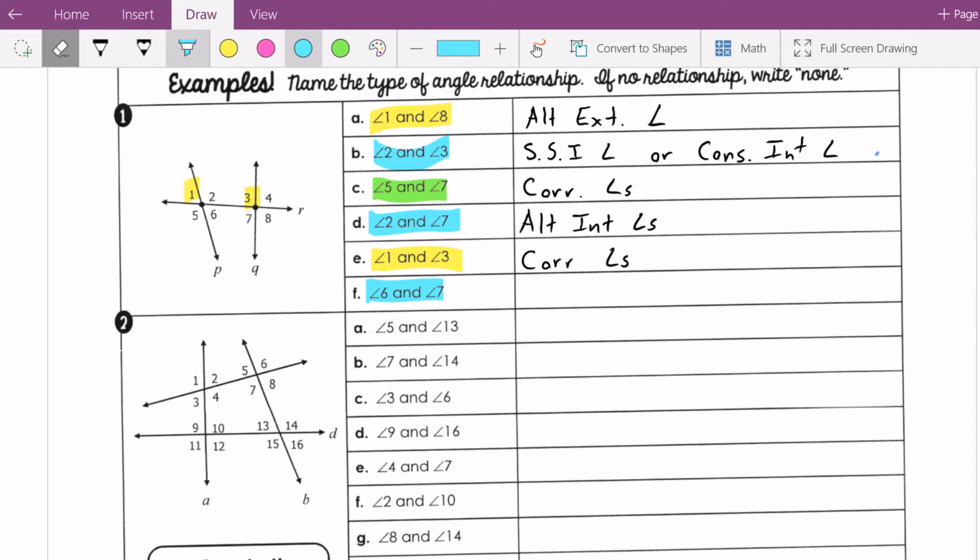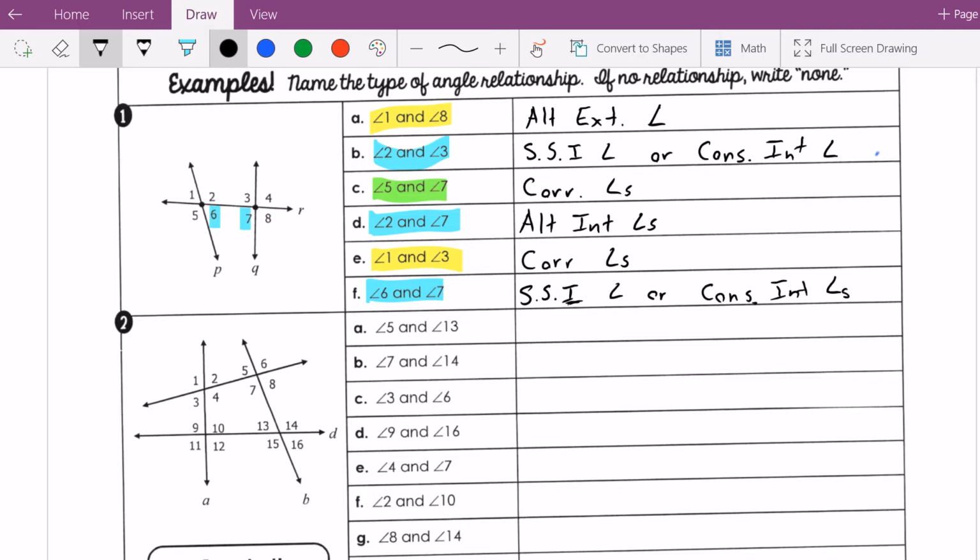Last one on example 1 is 6 and 7. So with 6 and 7, we got 6 here, 7 here. They are both on the inside. They are both on the same side of the transversal, meaning they're on the bottom. So that would be same side interior angles. Or you can call it consecutive interior angles.